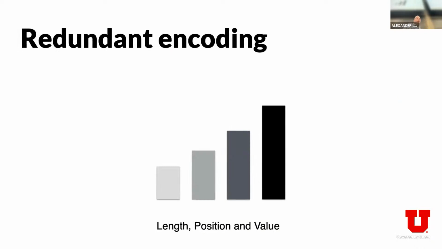One word on redundant encodings. Here, this is a triplicate encoding. We're encoding these 4 values by the length of the bar, by the position of the top edge, and also by the value of the bar, right? So we use 3 channels to encode the same value. And this is reinforcing, and can sometimes be a very effective strategy. So redundant encodings is something that you frequently see in well-designed charts.